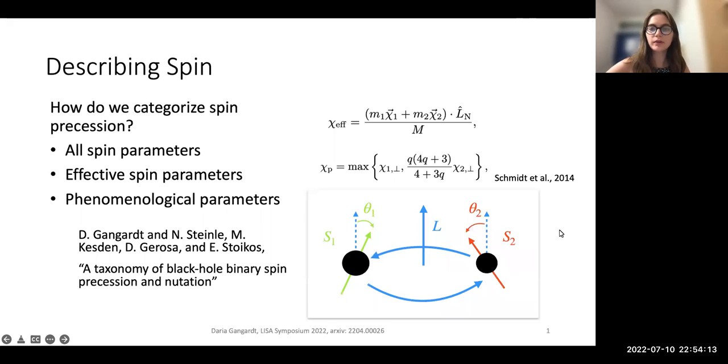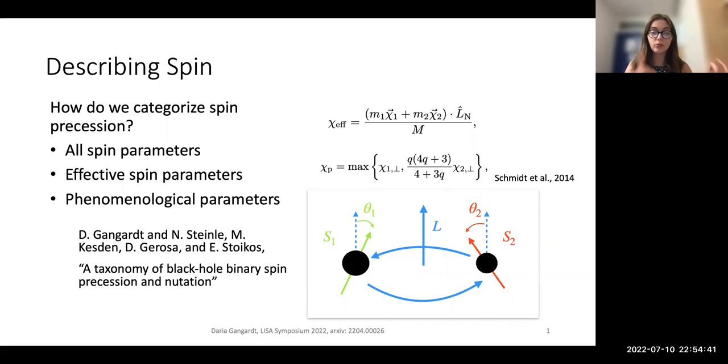So to start with, how do we describe the spins of two black holes? When we think of two black holes going around each other and orbiting one another, we expect them to emit gravitational waves. The general relativistic effects of this motion mean that if the two black holes have individual spins, then those spins will interact with one another, and most importantly, with the orbital angular momentum.